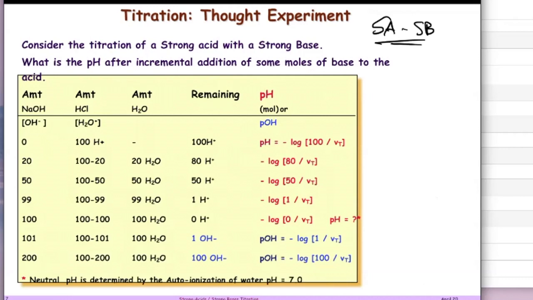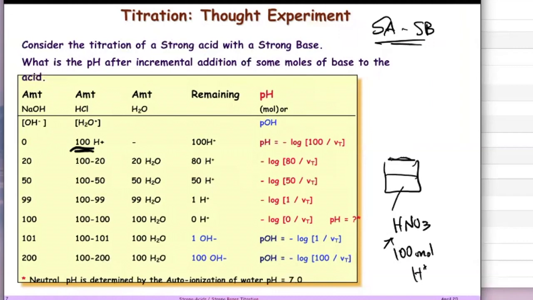So what we have generally is an analyte, and our analyte is a strong acid. Let's say HNO3. And let's say that we have 100 moles of HNO3. So that's what we have right here. We have 100 moles of H+.